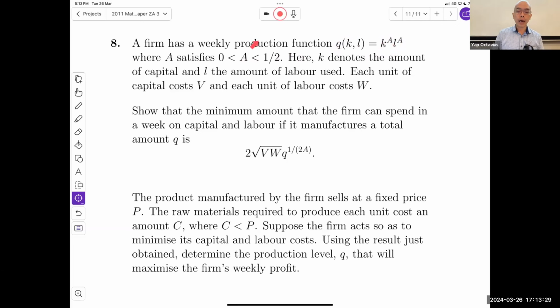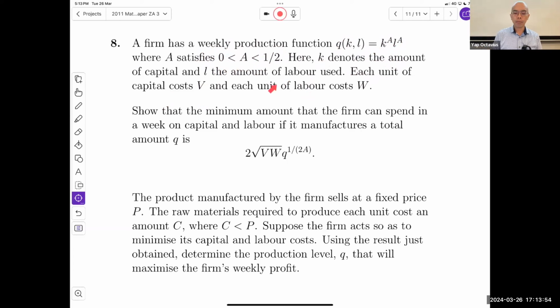Now this one is important later. Your A is between 0 and a half. So K is the amount of capital, L is the amount of labour. Then the capital and the labour costs are listed here. So it's a standard setup, didn't change from econs. Okay, vK plus wL.